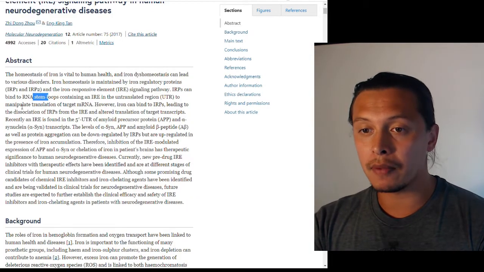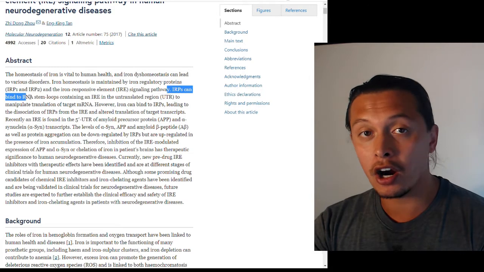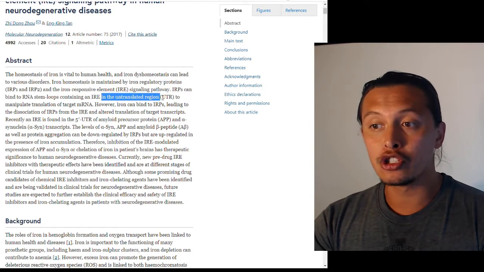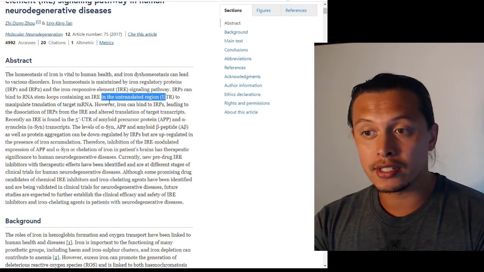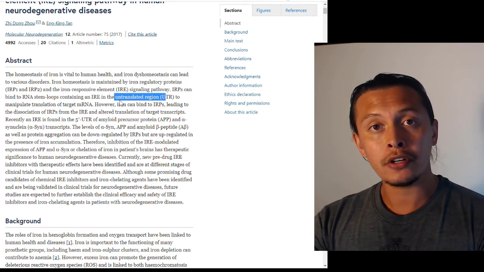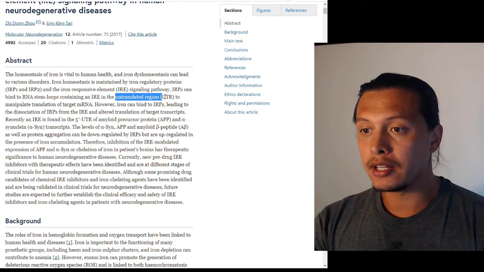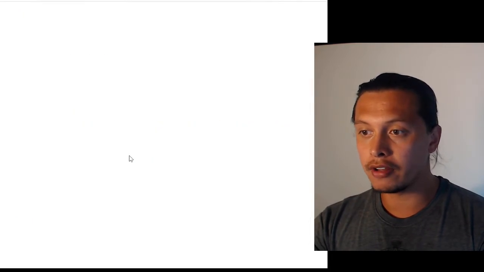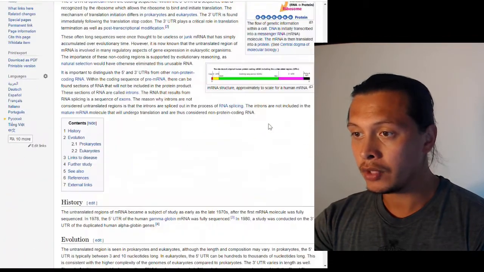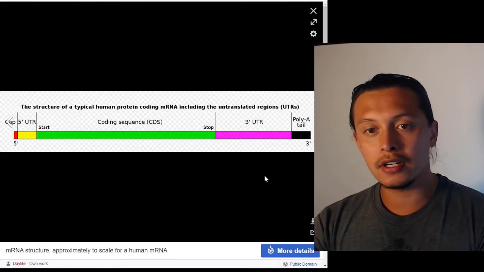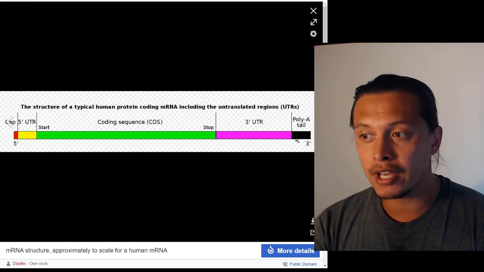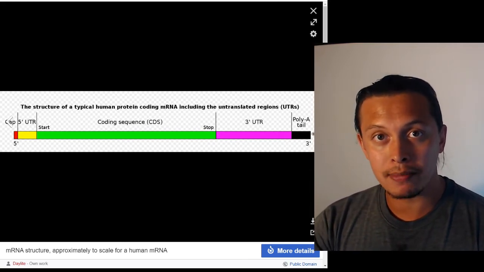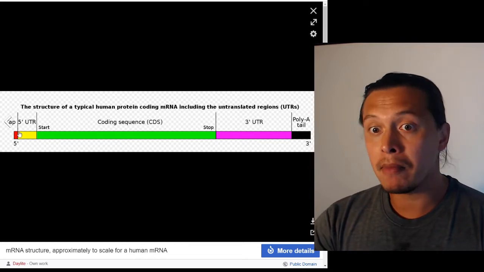So anyways, this IRP can bind to the RNA stem loop containing an iron response element in the untranslated regions. And the untranslated regions, these are, so when you have your mRNA, and let's just look it up so that we have a good visual. So when we have an mRNA, we have the sequence for the mRNA in your cells. And this came from the DNA that got transcribed into mRNA. And there are some modifications that happen to it.